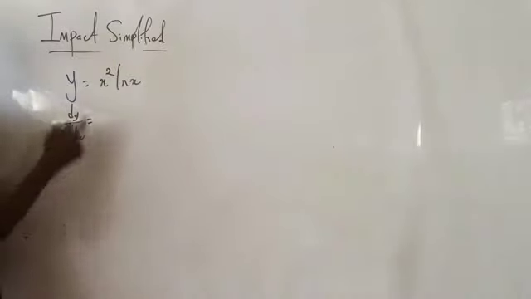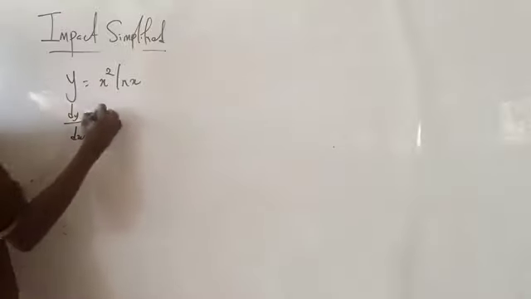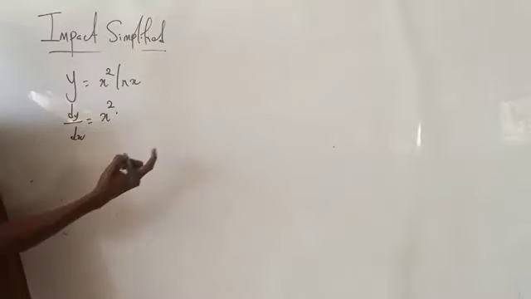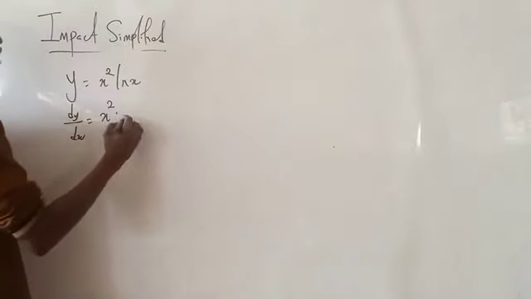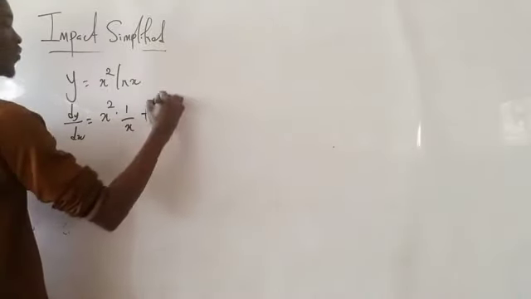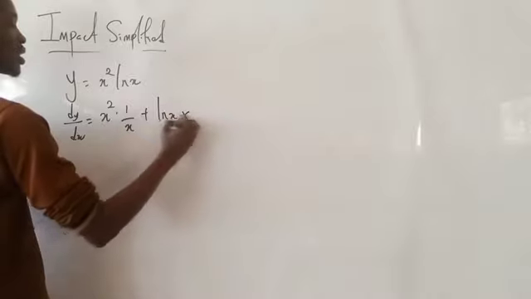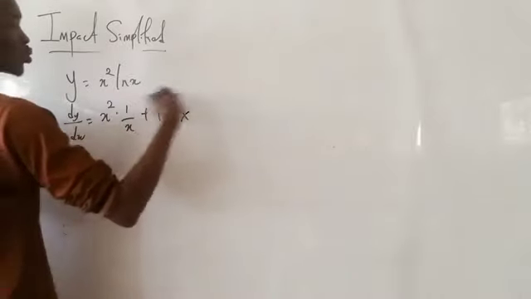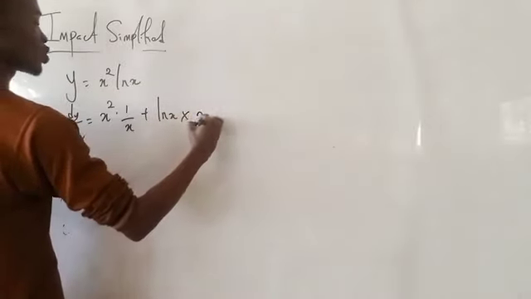Your dy dx will give us u, as the product rule formula says, u dv dx. So if you differentiate ln x, what do we have? 1 over x, plus v, which is ln x, times du. So what do we have? Du will give us what?